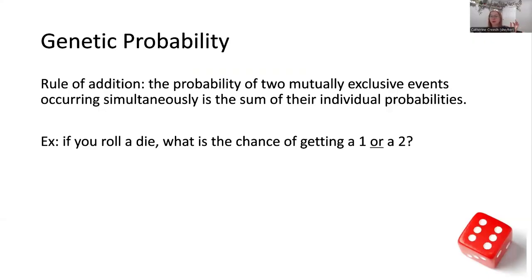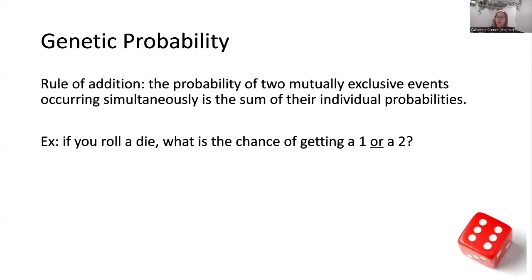The first rule of probability is when you have two mutually exclusive events occurring simultaneously. That means two events that cannot occur at the same time. For an example, if you roll a dice, you only get one number. So what are the odds of rolling a 1 or a 2? Doesn't happen at the same time, you're wondering about twice.